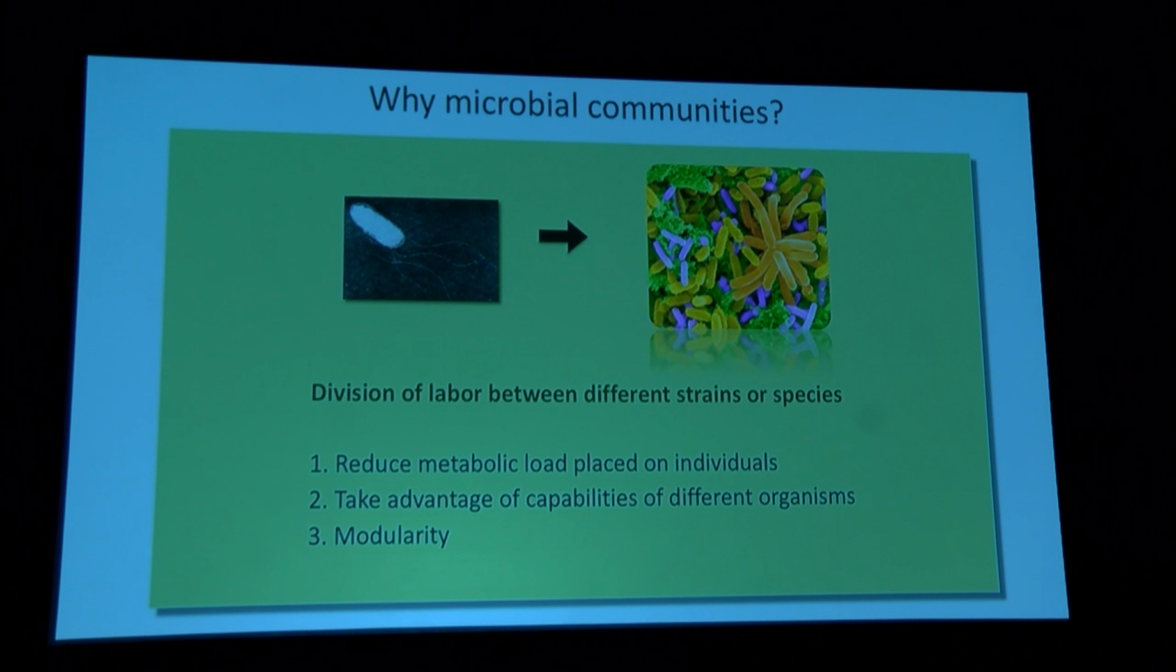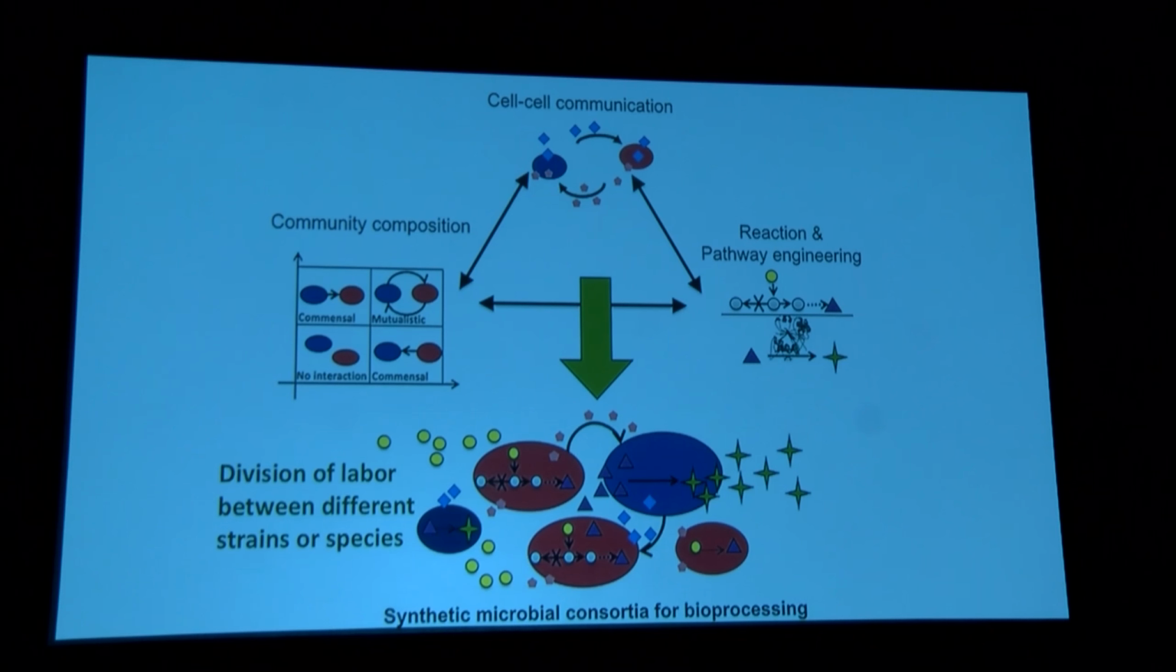In order to do that, there are lots of fun, exciting challenges, and hopefully my group is working on a lot of those, so I'll tell you a little bit about what we're working on. To think about how you're going to get these organisms to work together, we can think about getting them to coordinate their behavior, and we can address that by thinking about cell-cell communication. We can think about manipulating community composition.